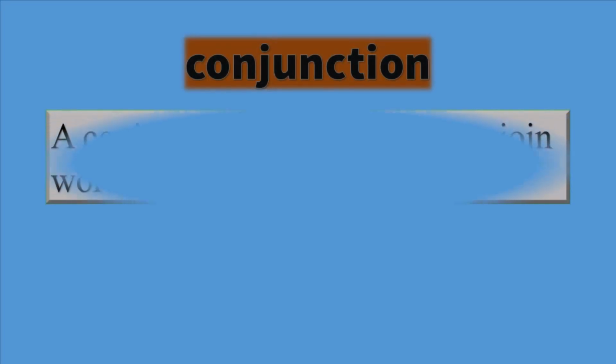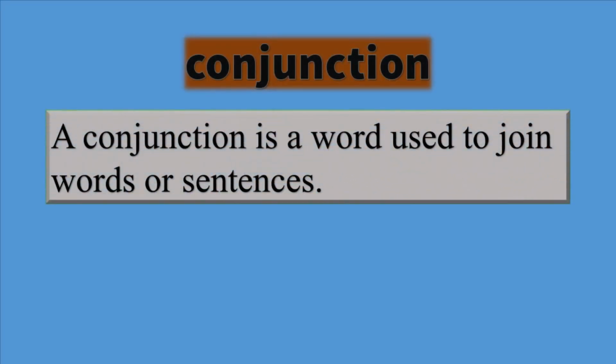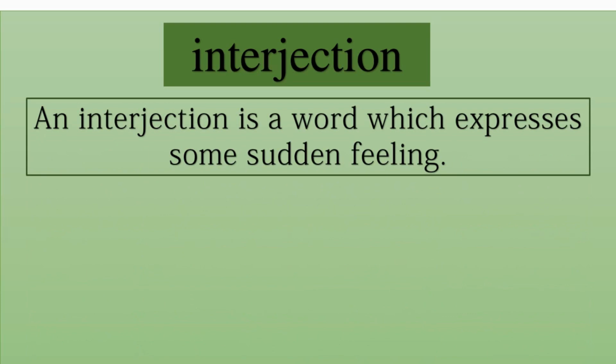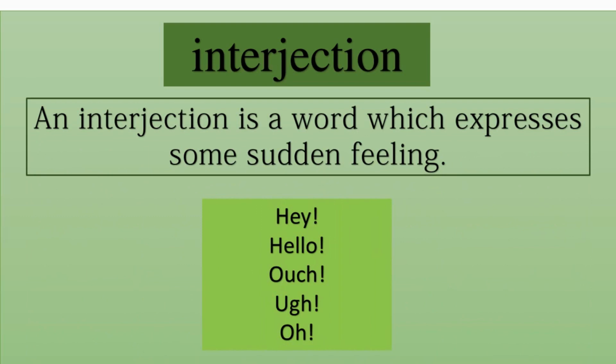Conjunction. A conjunction is a word used to join words or sentences. Example sentences: Roy and Kalpa are friends. I didn't go to school because I am ill. In these two sentences, the underlined words are the conjunctions. Interjection. An interjection is a word which expresses some sudden feeling. Commonly used examples: hey, hello, ouch, ah, oh.